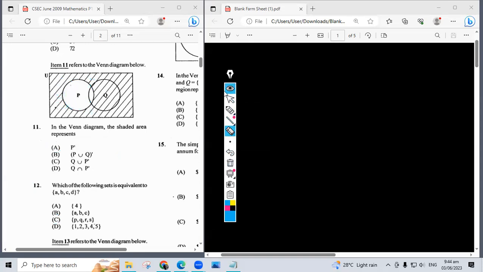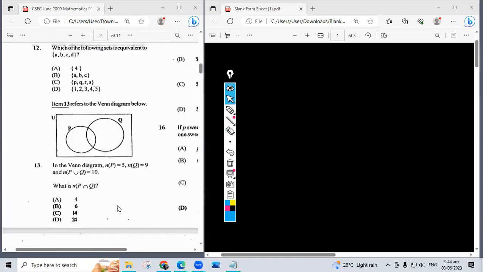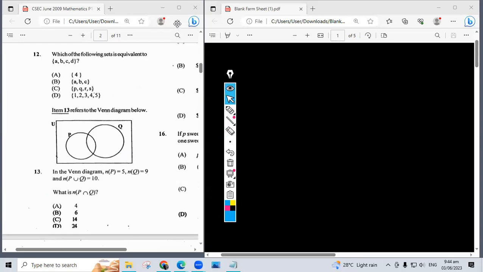Let's see, 12, so it's 13 and 14. Well, number 13 is below here. Let's see what's going on with this one. The easiest way to do this question, right? What they're trying to say is the value of P is 5, the value of Q is 9. So the whole Q circle is 9, and the whole P circle is 5.